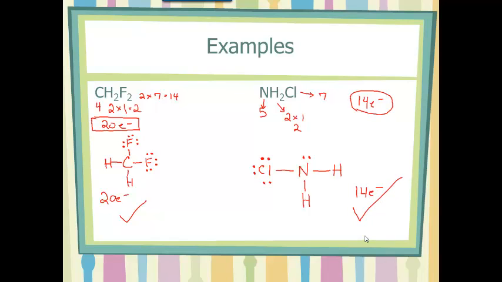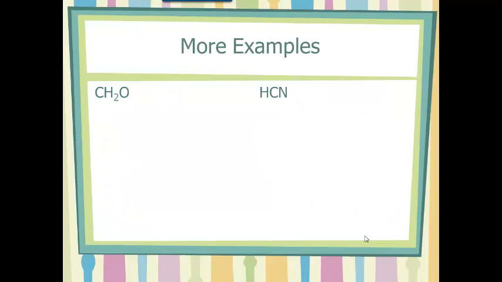Now those diagrams all had single bonds. Let's take a look at some more examples. These are going to be ones that don't only have single bonds. We're going to have some double and triple bonds in these.